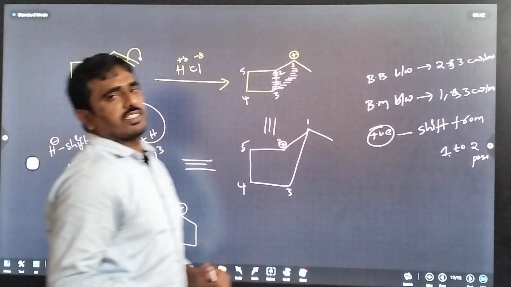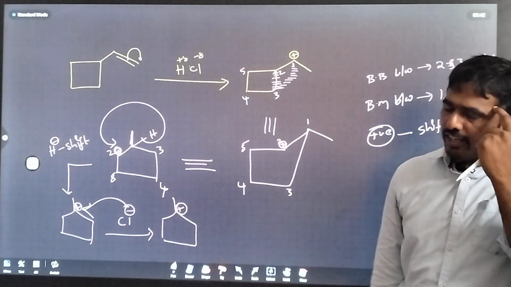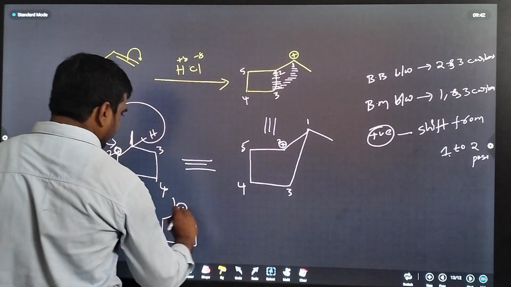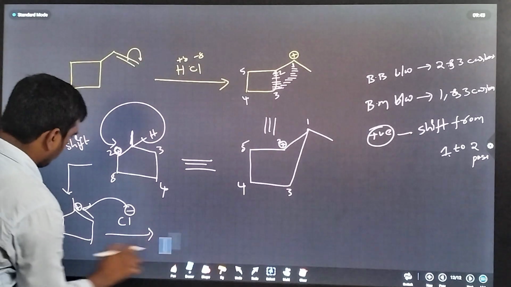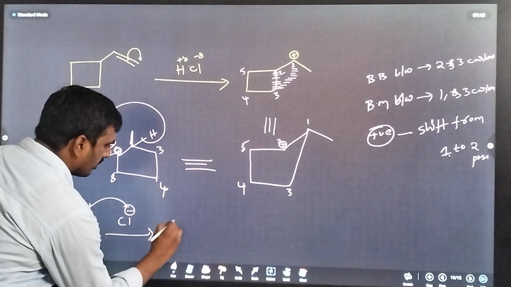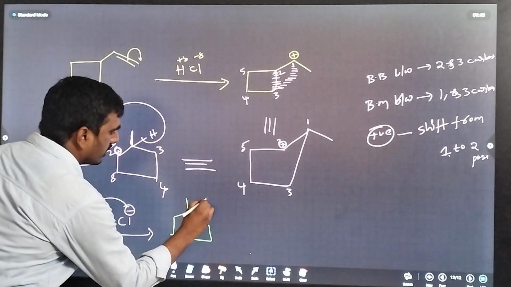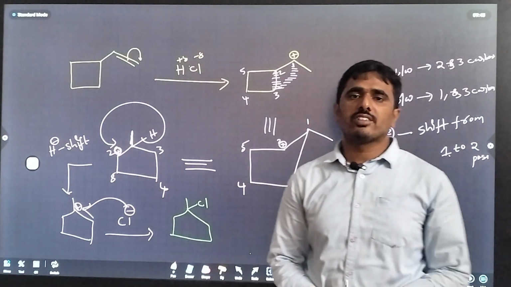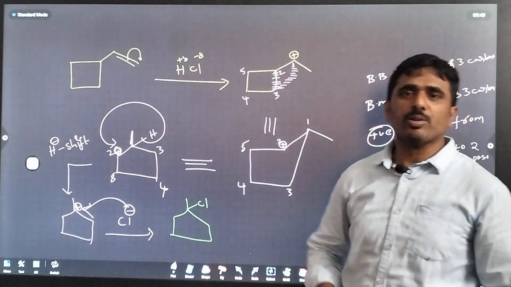This is the second preparation method of alkyl halides. Cl minus attacks here, and we get Cl. This is the product. Some more preparations are there, which I can explain in the next session. Thank you everyone.